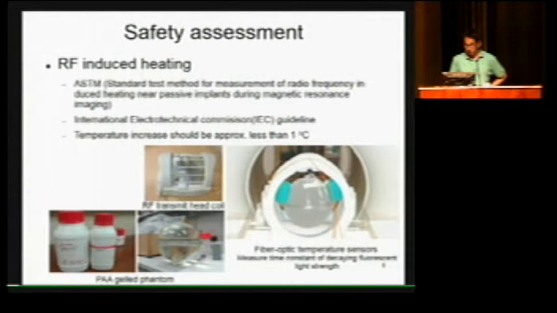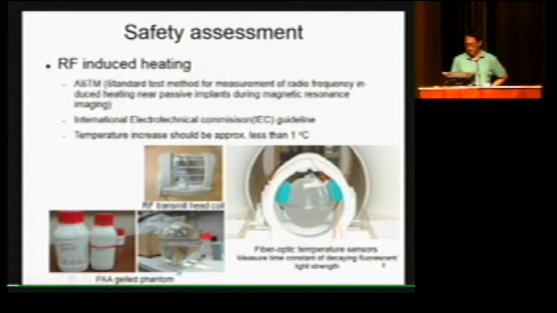In doing this experiment on the patient, safety assessment is very important. The most important thing is the radiofrequency pulse-induced heating of the electrodes. Per the International Electrotechnical Commission guideline, the implant's temperature should not exceed 38 degrees. That means the temperature increase should not be more than 1 degree. So we measure.